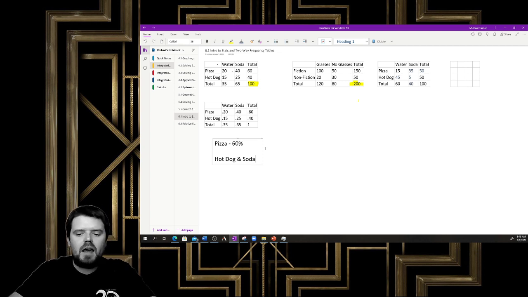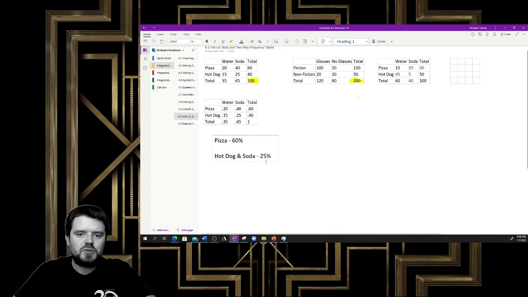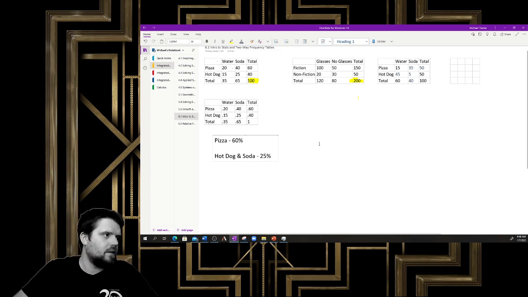What's the probability that someone ordered hot dog and a soda? So again, I'll find that in my table. Hot dog and soda is 0.25. As a percent, then, that's 25%. So you're constructing your relative frequency table, and then you're using that to calculate probability looking at the percentages.